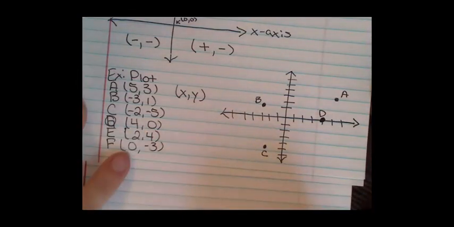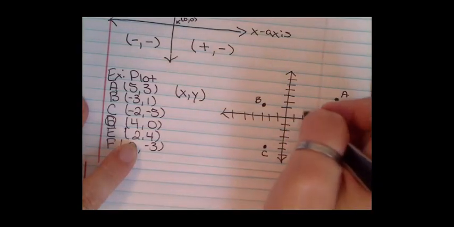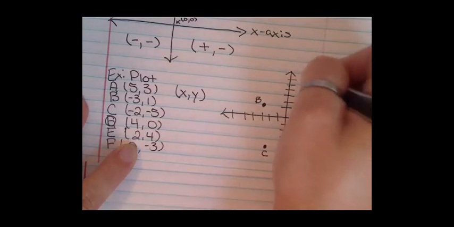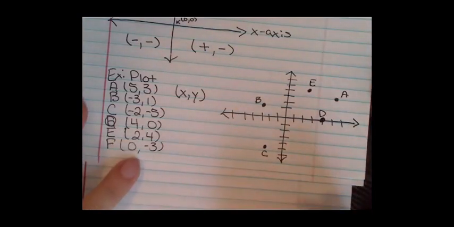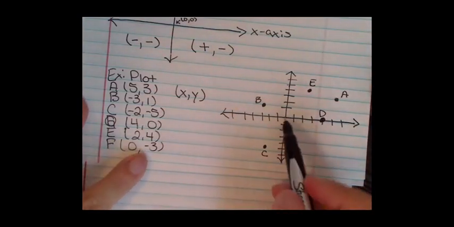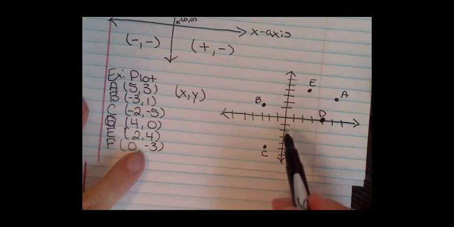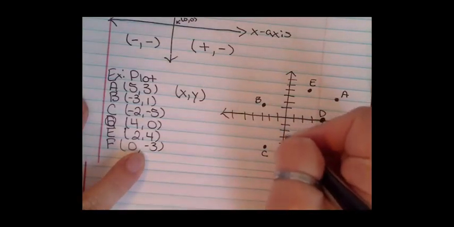E was 2, 4. So we go 2, and then 1, 2, 3, 4. And that's E. And then F was 0, -3. So 0 is our X value, so we don't go left or right at all. We're just going to have to go up or down. And that's a -3, so we just go down 3. And that'll be our F.